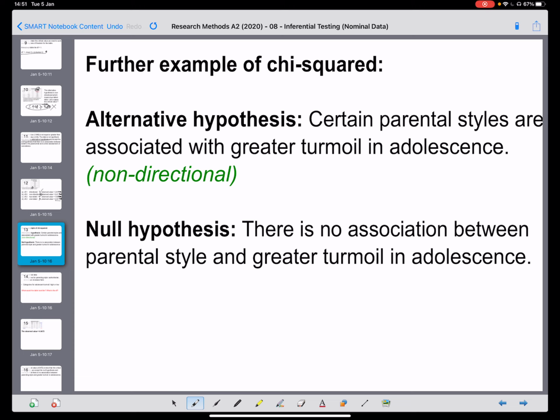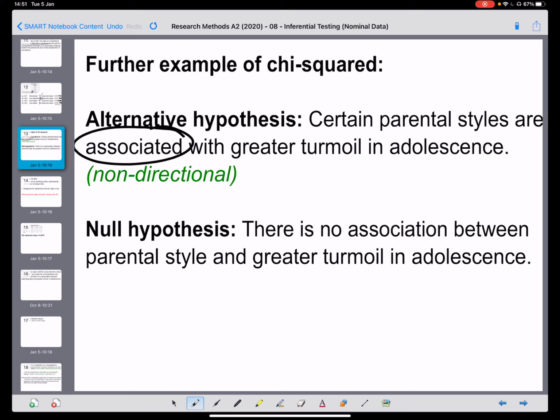And we see a hypothesis here. It says, certain parental styles are associated with greater turmoil in adolescence. Now, at first, you might not spot what the nominal data is here, but we see it has the word associated. And there's no other place that we're going to do this, okay? So perhaps as the study goes on, we'll be able to determine whether it is nominal or not.